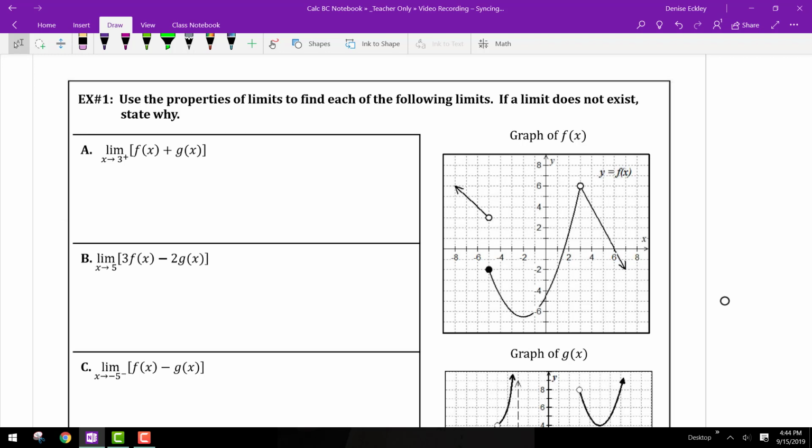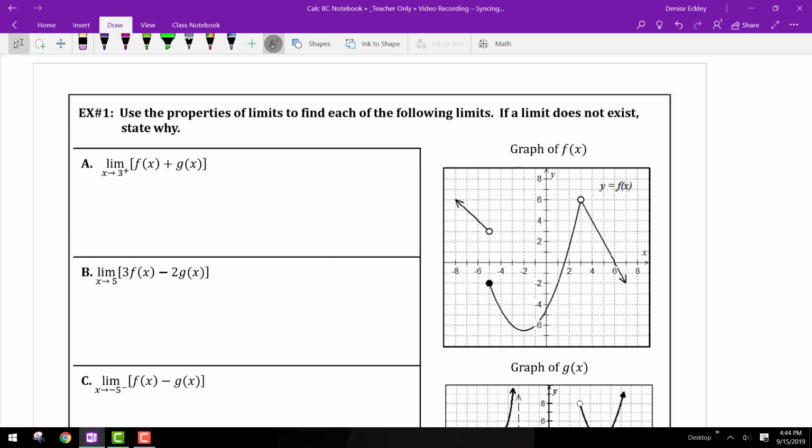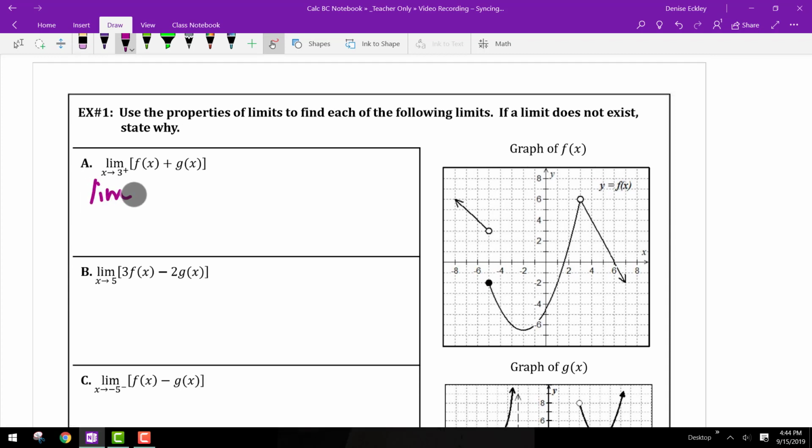So the first one says the limit as x approaches 3 from the right of f of x plus g of x. So when we're looking at this, what we want to do is take a look at the f graph and take the limit as x approaches 3 from the right of f of x. And then we're going to add to that the limit as x approaches 3 from the right of g of x. And we can just add those two limits together.